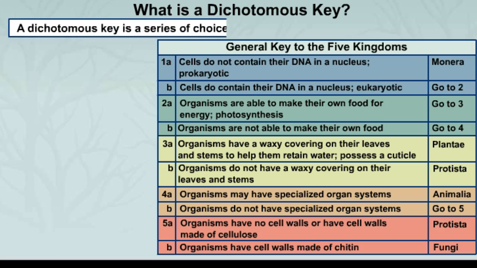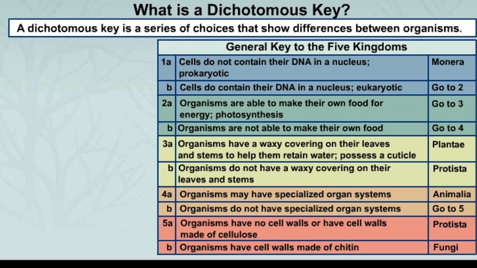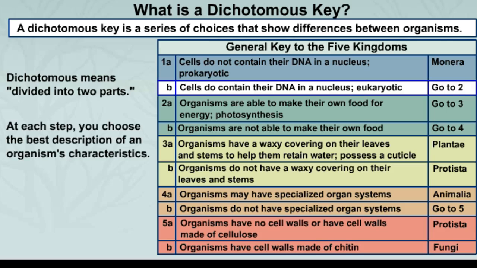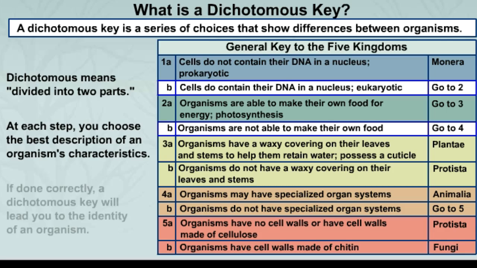A dichotomous key is a series of choices that show differences between organisms. In Latin, the word dichotomous means divided into 2 parts. This describes the 2 choices at each step in the key. At each step, you choose the best description of an organism's characteristics. If done correctly, a dichotomous key will lead you to the identity of an organism.